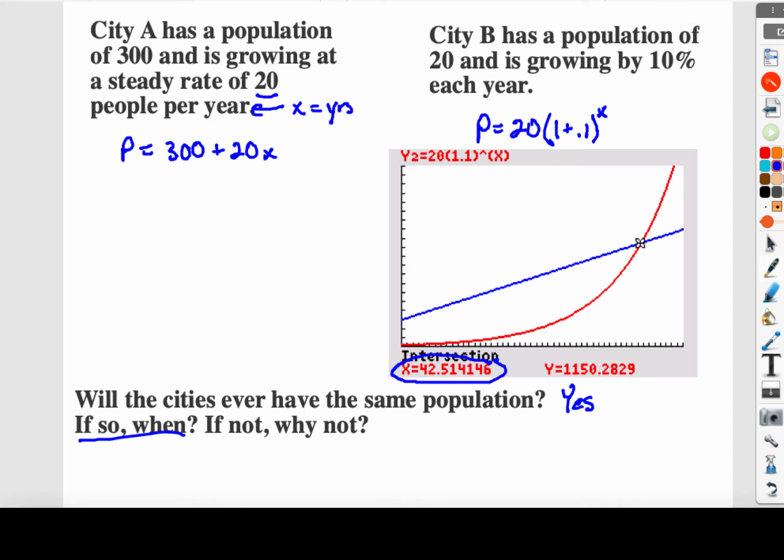So sometime after, right, 42 and a half years here or so. So about 42.514 years. And again, if they wanted us to round to the nearest whole year or something like that, we could say yes after about 43 years, right? At 42, we still would have been just short. But at 43, we would have been past the point of intersection. So again, solving by graphing is a great way to do that.